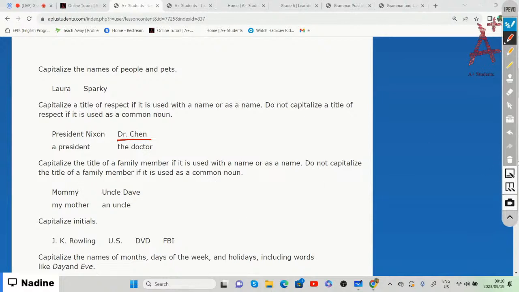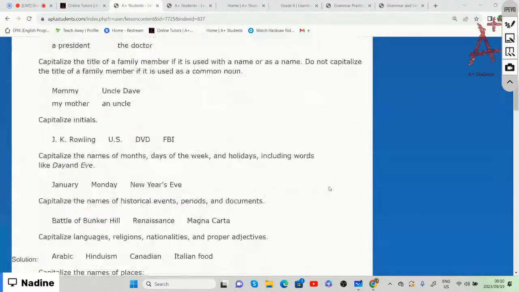We also capitalize initials, surnames, and some forms of abbreviations. We also need to capitalize days of the week, months of the year, and special holidays, even including the word day or eve. Remember also the start of a sentence. If you start a new sentence, then you need to capitalize the first word of that sentence.